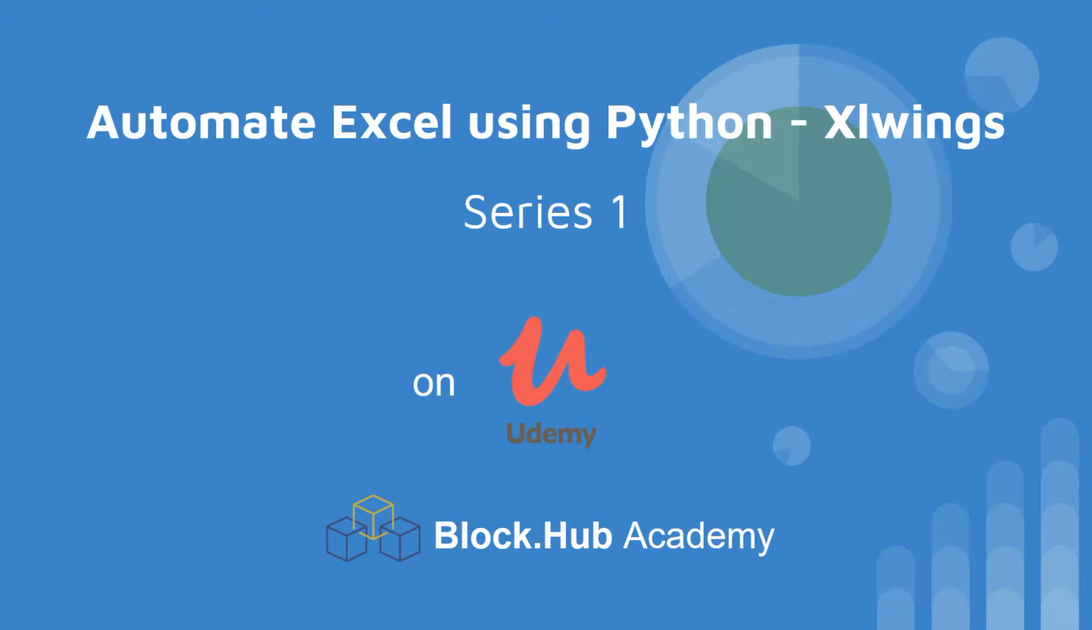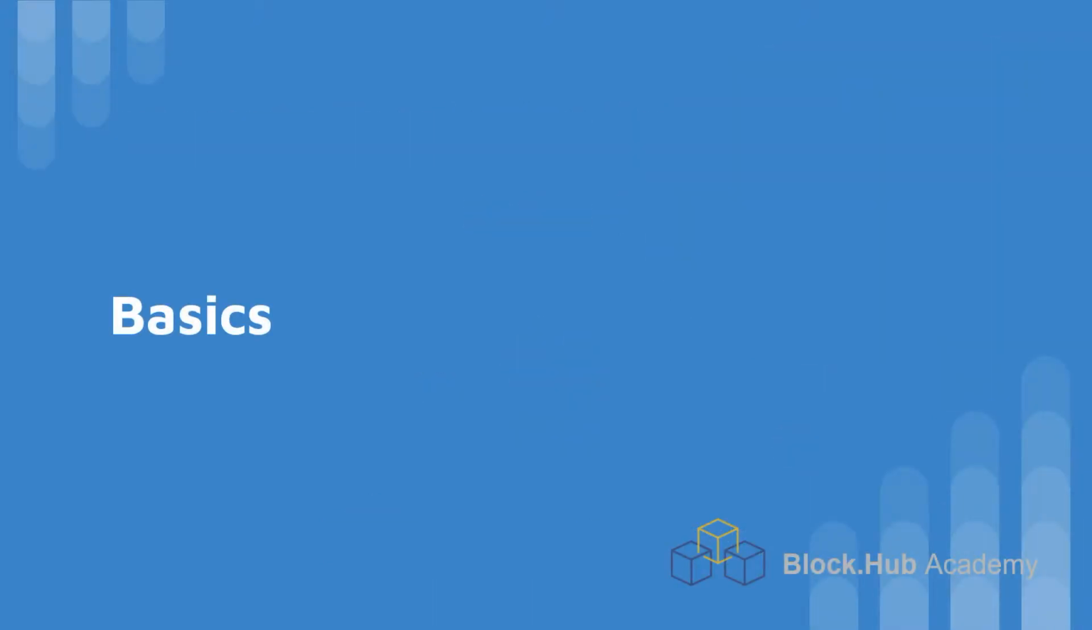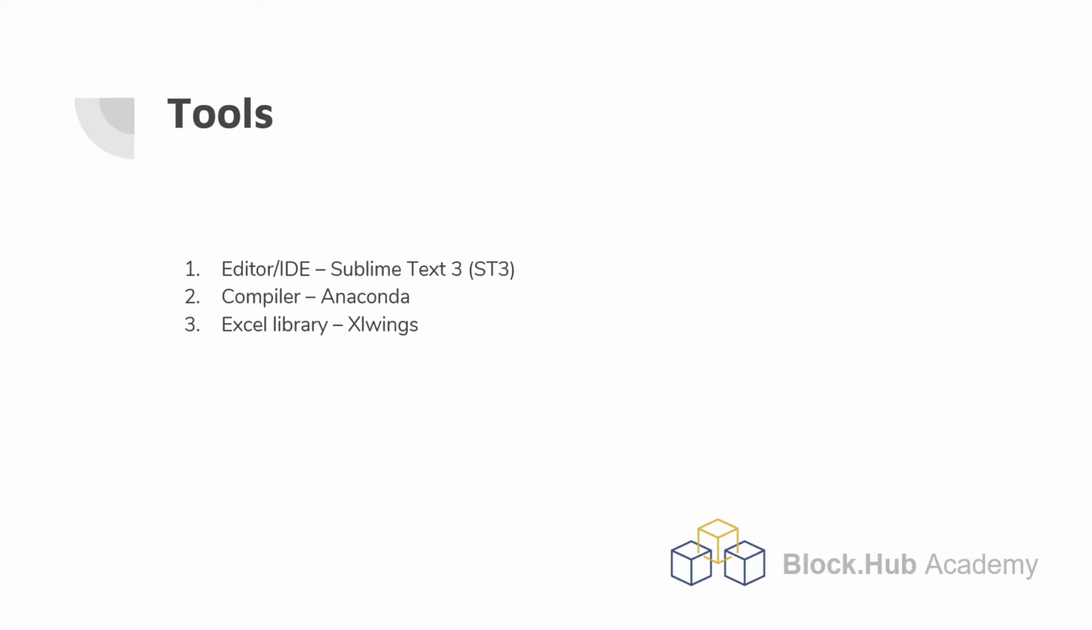Starting with the basics. In the basics, we will see the first component, that is tools, the installation. The editor is Sublime Text 3. The compiler which is going to be used for Python, for linting purposes or any sort of error checking, is Anaconda. For Excel and Python, the linkage library is Xlwings.